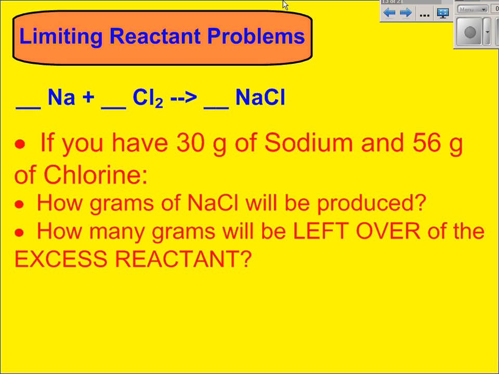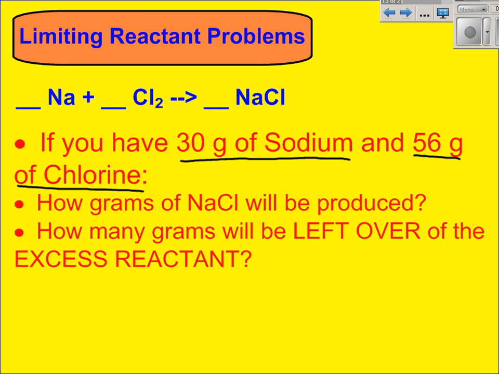This situation is different from what we've seen before because it's giving us two values for our reactants. It's telling us we have 30 grams of sodium, and it's telling us we have 56 grams of chlorine. What that means is one of those reactants will run out completely, meaning all of it will be used up. That will be the limiting reactant. The other reactant will have leftovers. It won't be all used up, and that will be our excess reactant. In order to figure that out, we need to go through some steps.